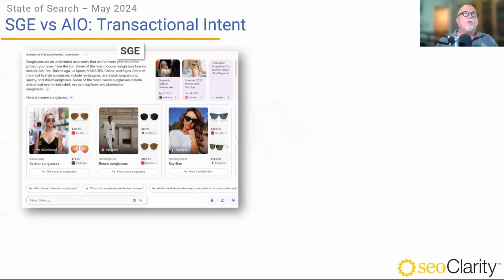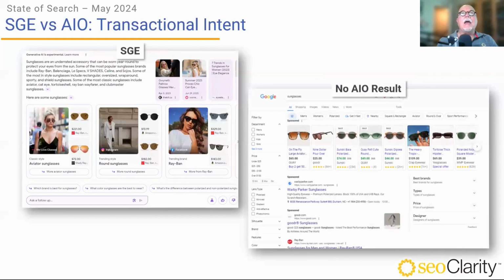This is transactional intent search here. And SGE was showing for a while. It was tempting to show something that was similar to what you would see in the normal product results for a query like sunglasses. But now we don't see that in AIO. And in fact, I ran hundreds over the last several days of these head term kind of transactional queries, the things I know Google sees as transactional because they immediately show product results. They show those filters and all kinds of things like that. They are not showing AIO for any of these.